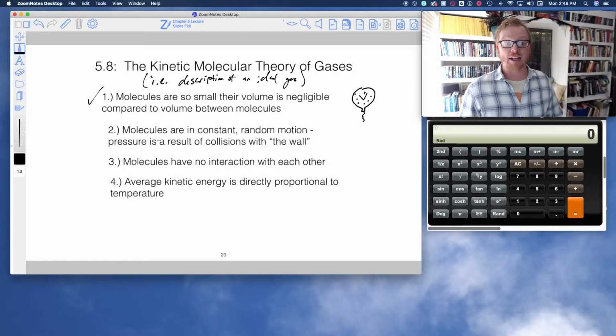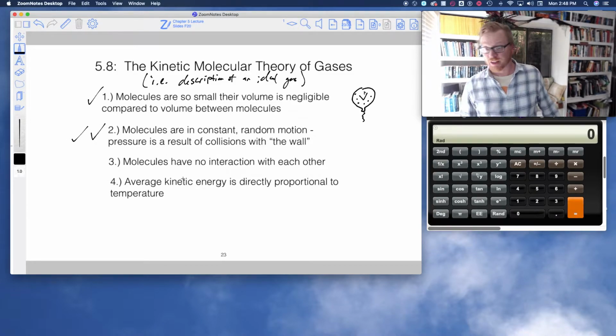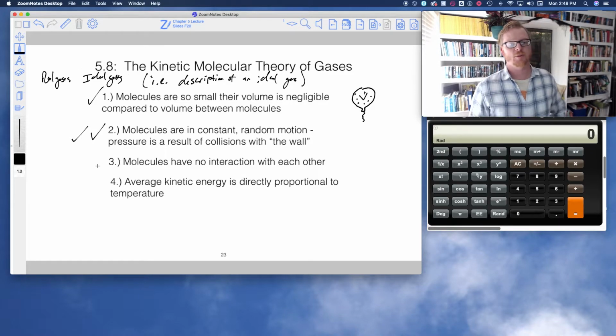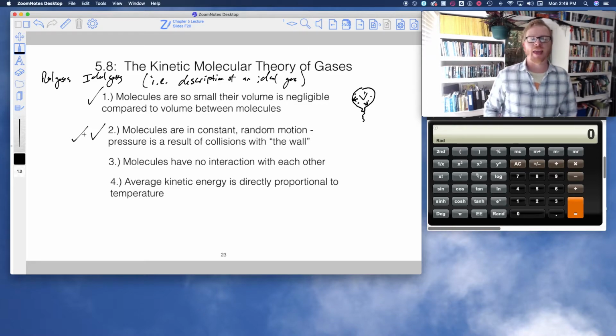Okay, number two, molecules are in constant random motion. Pressure is a result of collisions with the wall. Okay, so this is not only true with ideal gas law, but this is also true with real gases. So I'm going to make a column here. We'll say real gases, ideal gases. Okay, so that means that the pressure that we measure in this balloon is actually a result of all of these little molecules colliding with the wall. Okay, now that's true for ideal gases, that's true for real gases.